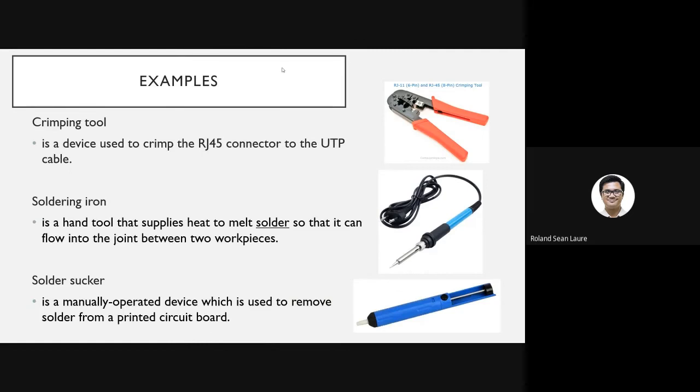Okay. So, next is the crimping tool. Who can read? Me, sir. Alberto, please read. Crimping tool is a device used to crimp the RJ45 connector to the UTP cable. Okay, everyone read along. Soldering iron is a hand tool that supplies heat to melt solder so that it can flow into the joint between two important parts. Solder sucker is a manually operated device used to remove solder from the circuit board. Okay, so the crimping tool is used to crimp the RJ45 and the UTP cable, so that we can use it for our LAN connection or peer to peer.